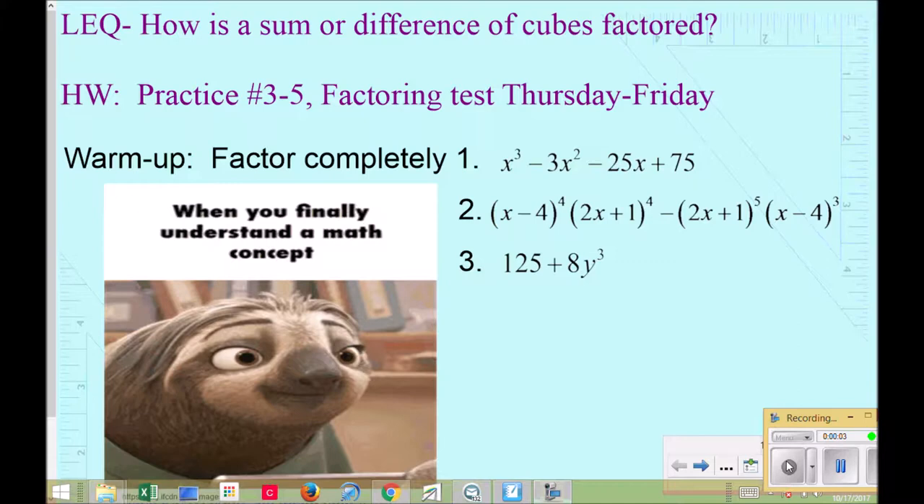Okay, this is the 6th lesson of Unit 3. We started with this warm-up. So pause the video to do the warm-up and then play to check your answers.